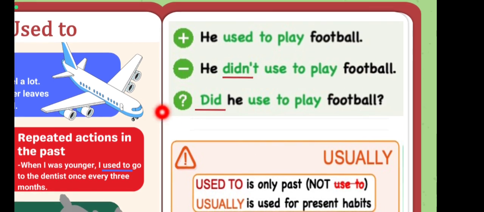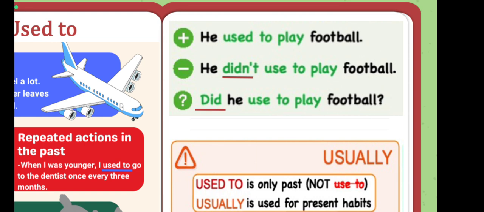Now when we have interrogative sentences we use the auxiliary in first position. After that we use the noun, and after that we use the basic form of the verb. You have to be careful. It is did he use. It is not did he used. That is not correct. It is only use, to play. Okay, do you have any questions?